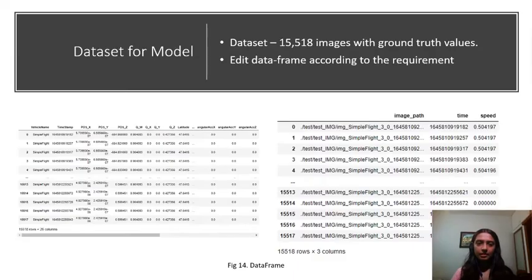Now, from this huge dataset we need only the image path of the image frames, the timestamp for the image frame, and the velocity of the drone at that particular frame. So these are the three attributes that we choose from our dataset. We have used around 15,000 image frames for training the model.